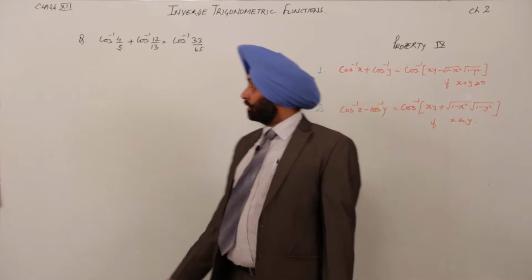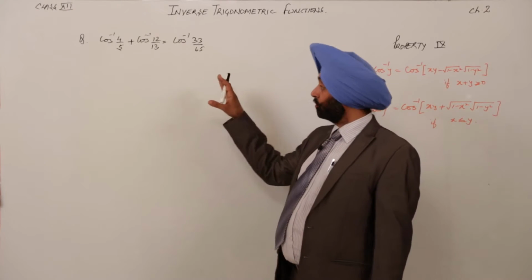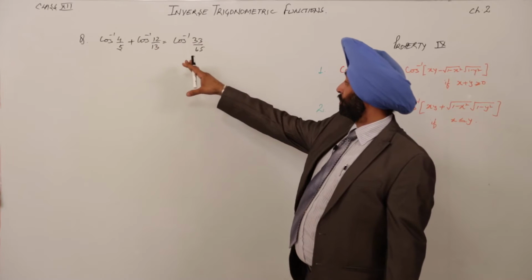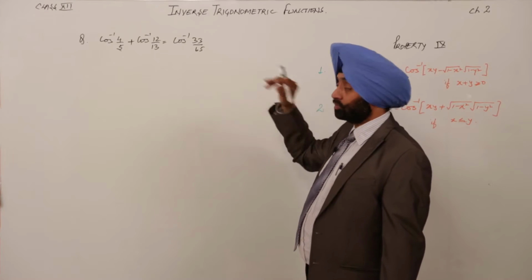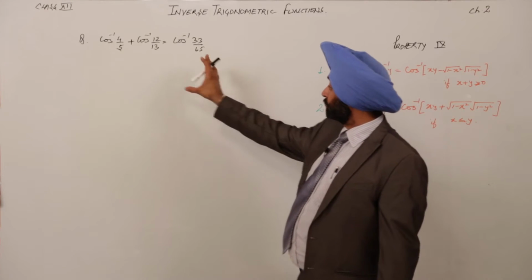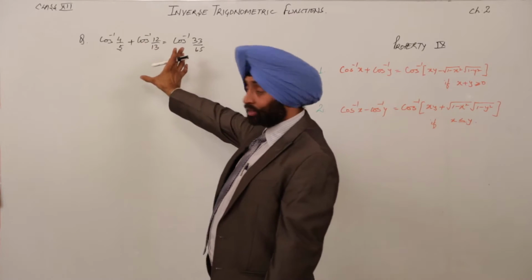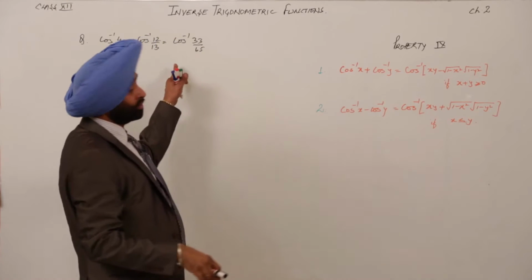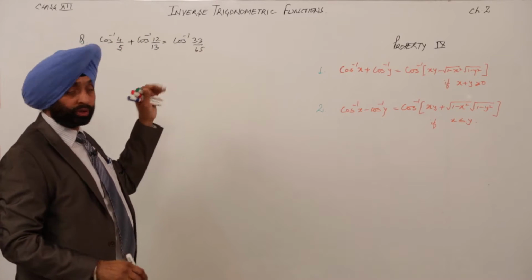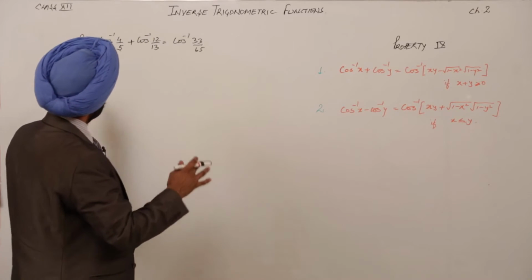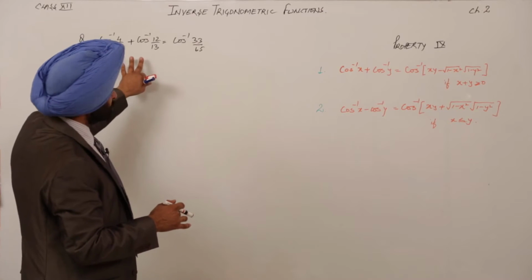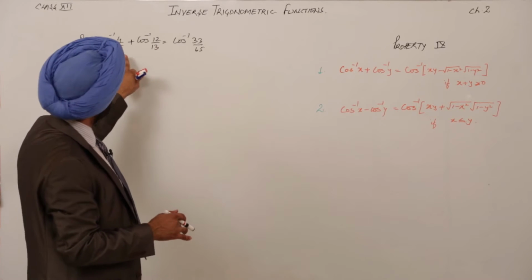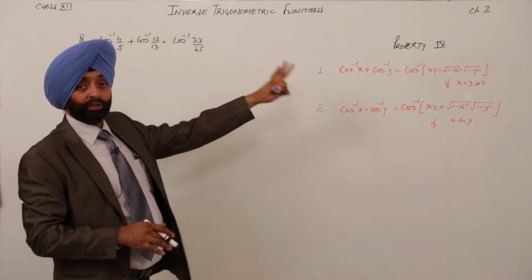Now, I have written a question on the blackboard. Cos inverse 4 by 5 plus cos inverse 12 by 13 is equal to cos inverse 33 by 65. Now, this question we can easily adjust according to this property. And this question was in the 2010 board exams also. So now, we are just going to insert the values of x and y there in the question.